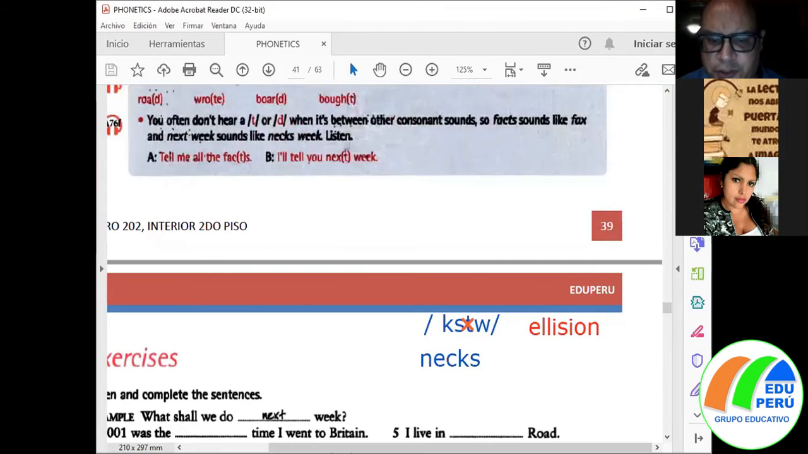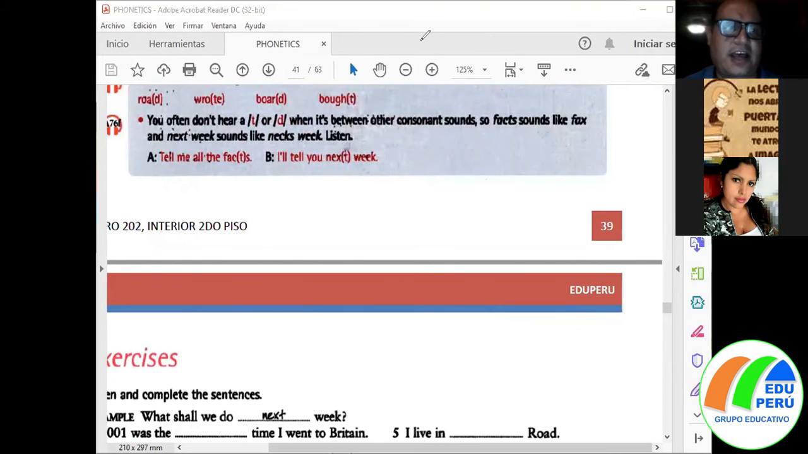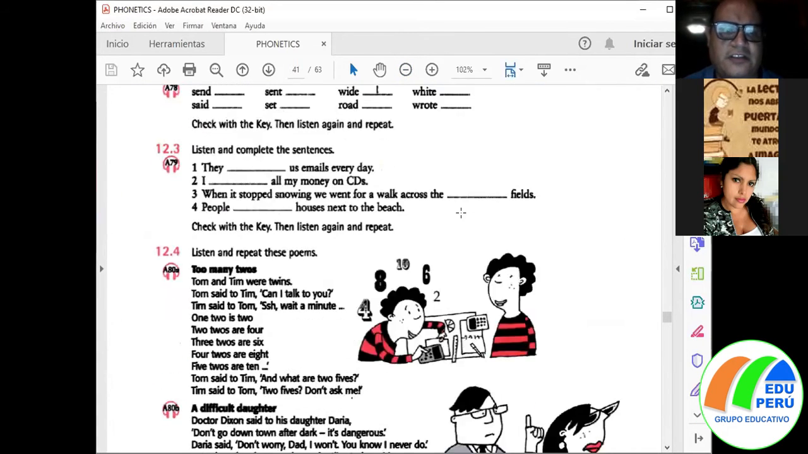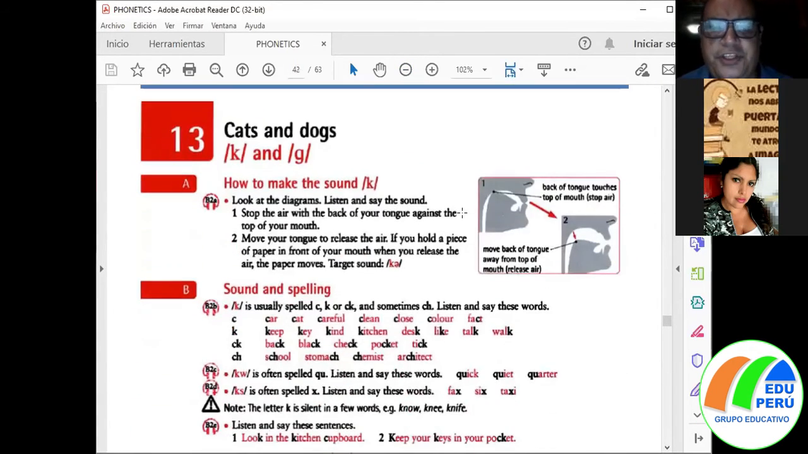Let's pass to the other two sounds. Okay, so we have the sound ta and the sound da. Remember, sound ta and sound da. Let's continue with the other sounds. Here we have the sound ka and the sound ga.